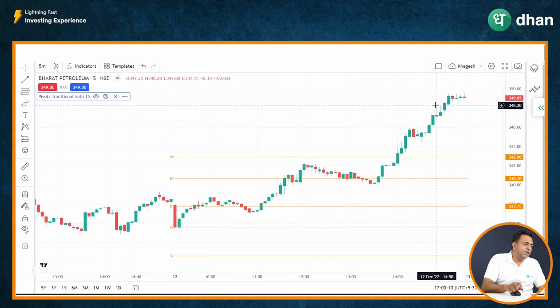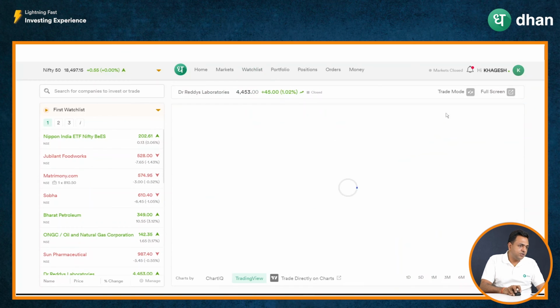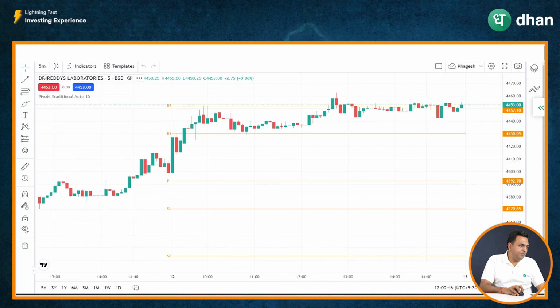Let's look at another example. Let's open the chart for Dr. Reddy's Lab. So let's go to the charts. Let's go to full screen mode. So again, it's a 5-minute time frame and the pivot levels are plotted here. The price opened above the P line, so it's a buy signal for you. You can book out on R1 or you can trail up to R2, or you can even try to go beyond R2 depending upon how you are managing your position.